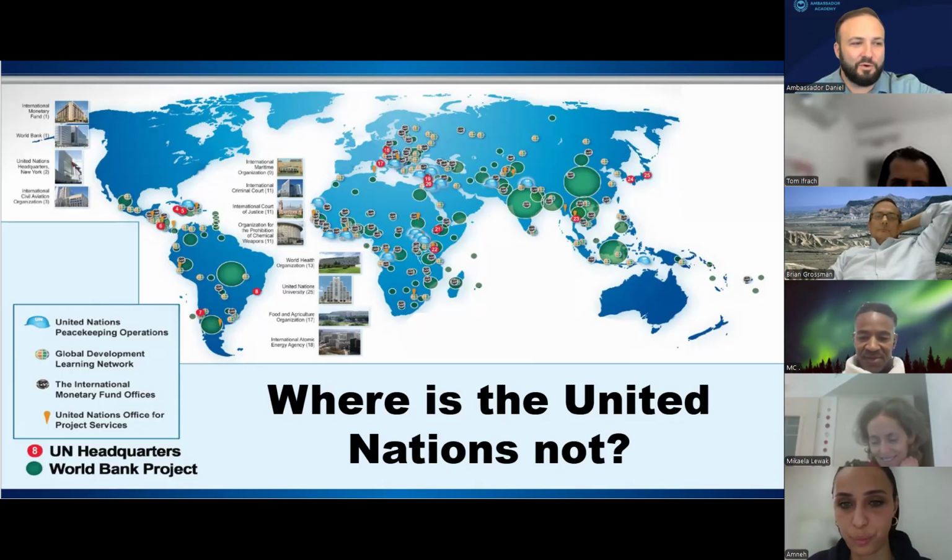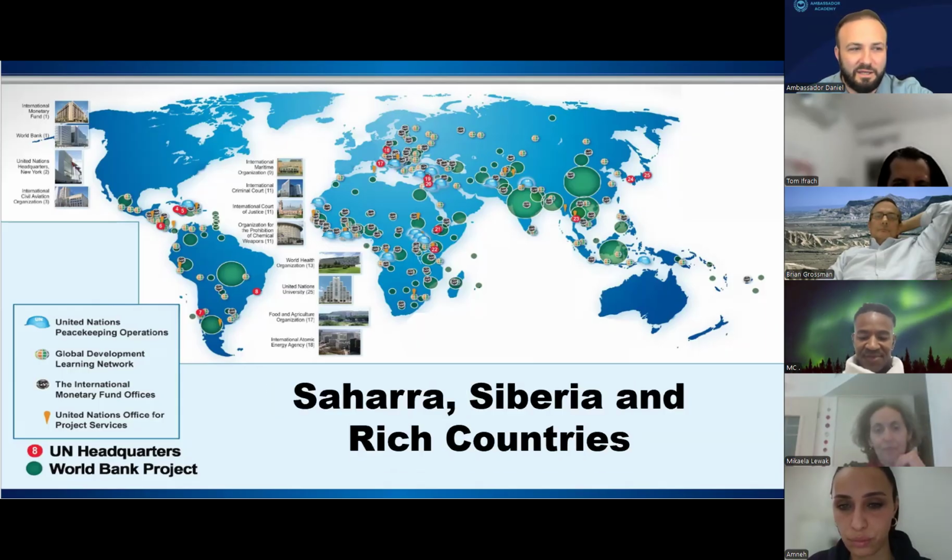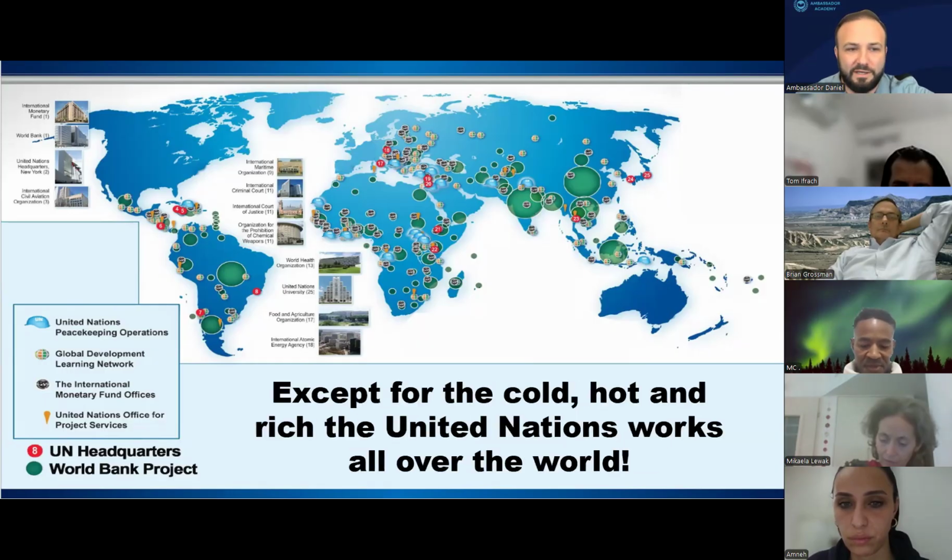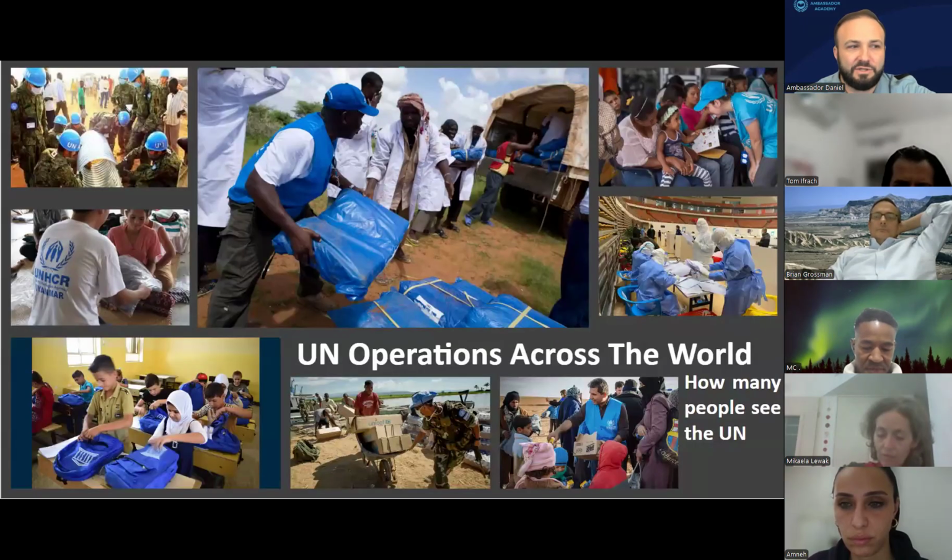Very good. So what we can see here is the Sahara, Siberia, and the other places they have in common is rich countries. So there's no UN where there are no people, and there's no UN in countries which have services and working systems. But everywhere else, the United Nations works all over the world. And when you're teaching this to students, you want to make it very clear that these UN operations with the blue hats and the blue bags are part of day-to-day life in many parts of the world.